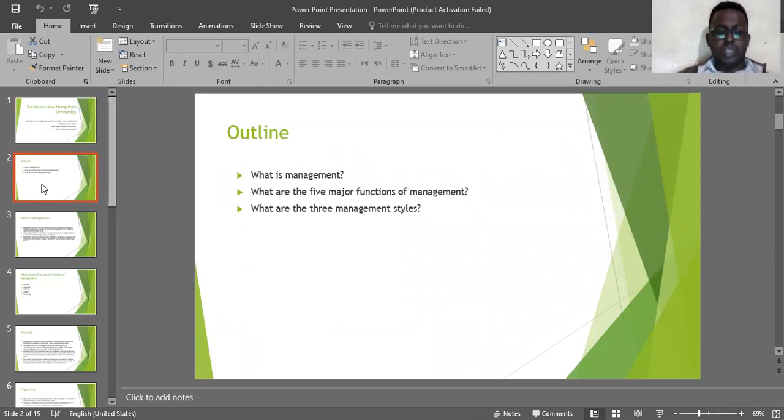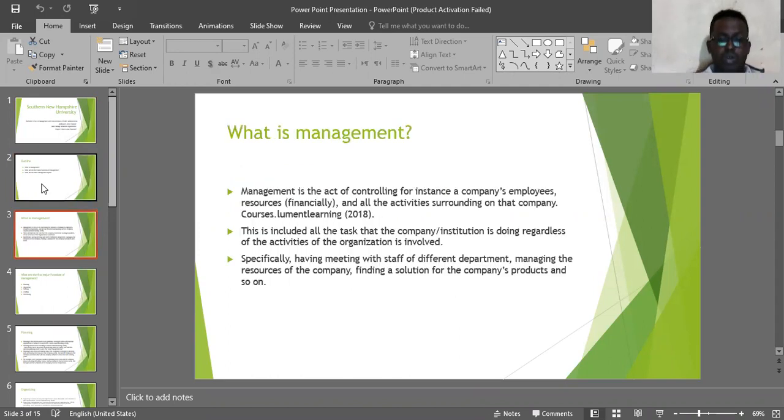the presentation. The first one is what is management, what are the five major functions of management, and also what are the three management styles. So I will go through them one by one. The first one is what is management. Management is the act of controlling, for instance, the company's employees, resources, finances, and all the activities surrounding that company.